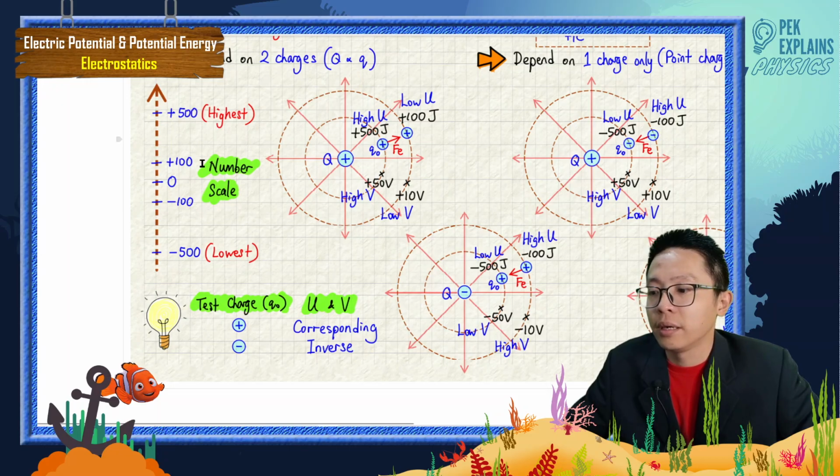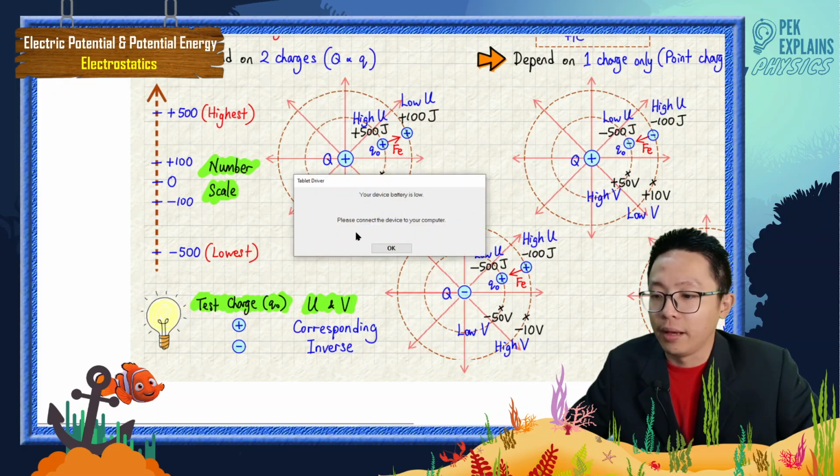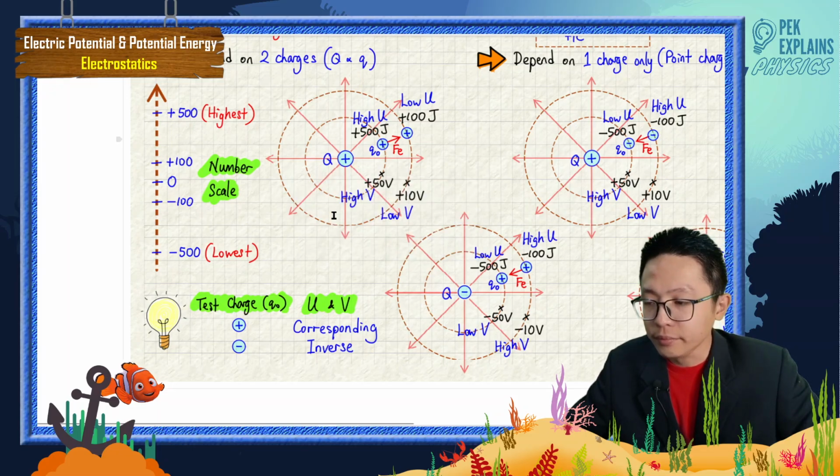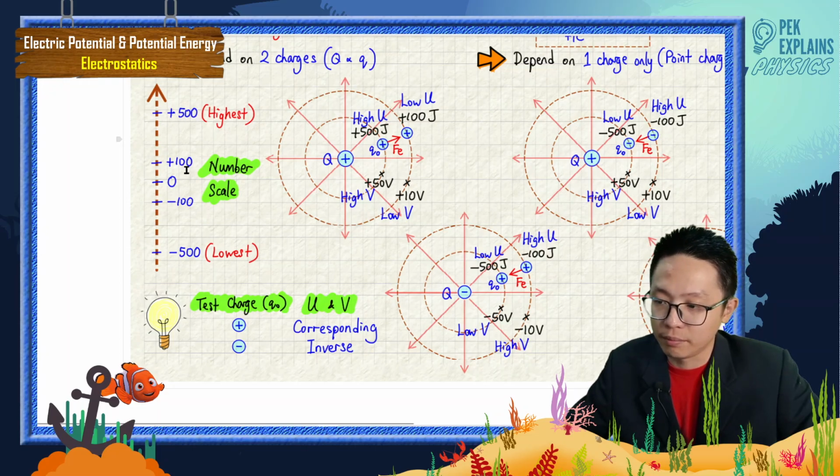So we can say positive 500 is bigger than positive 100. Okay, and also negative 100 is bigger than negative 500. Understand that? Negative 100 is bigger than negative 500. Positive 500 is bigger than positive 100. Negative 100 is bigger than negative 500.